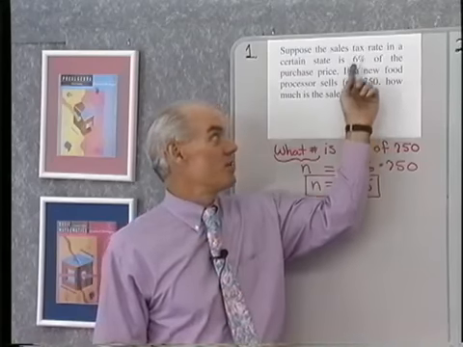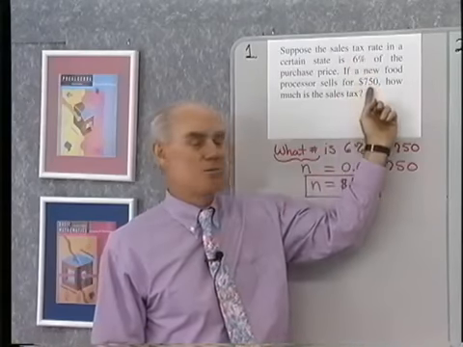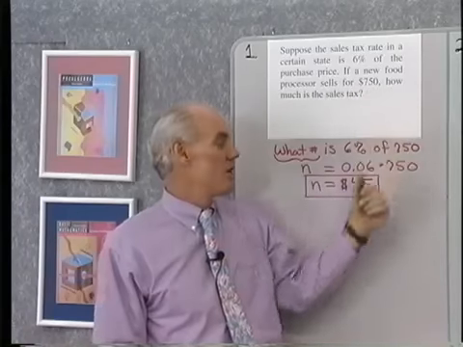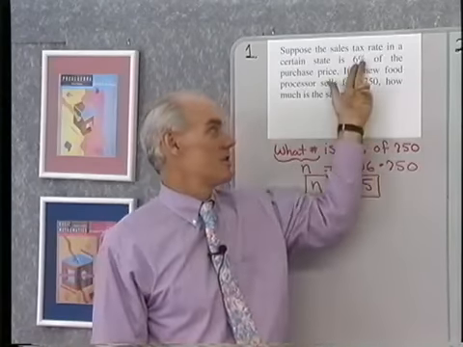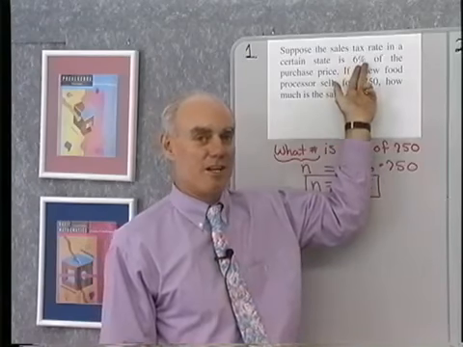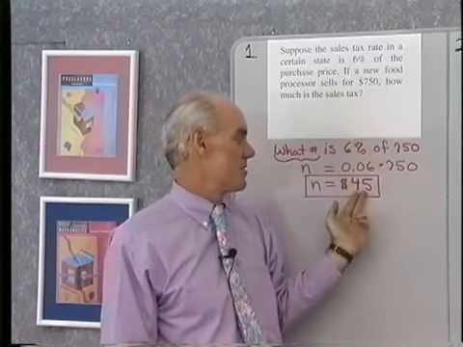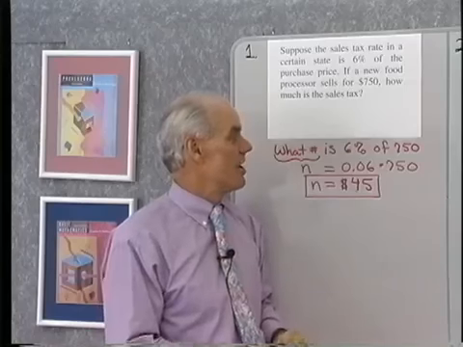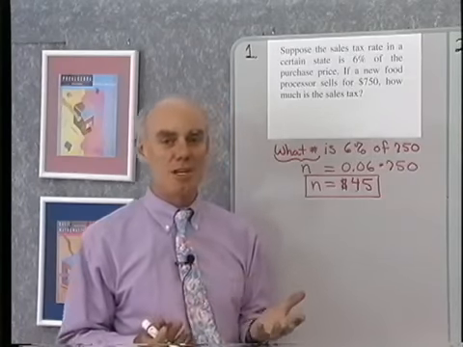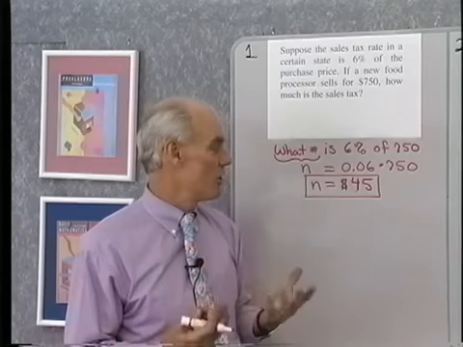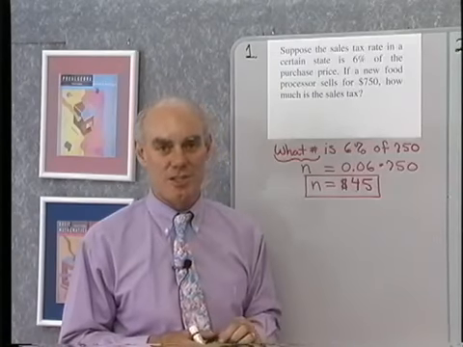The sales tax rate is 6% and the purchase price is $750. So you don't want to confuse the sales tax itself, $45, with the sales tax rate, which is a percent. The sales tax rate is a percent, the sales tax itself is a number of dollars. So if a food processor sells for $750 and you have to pay 6% in sales tax, you're going to end up paying $45 in sales tax.